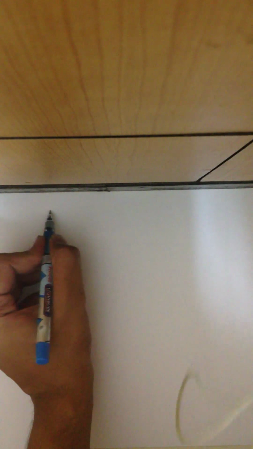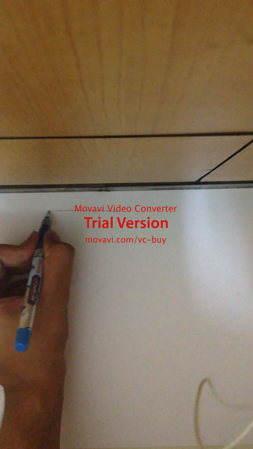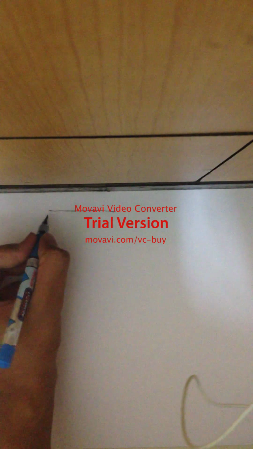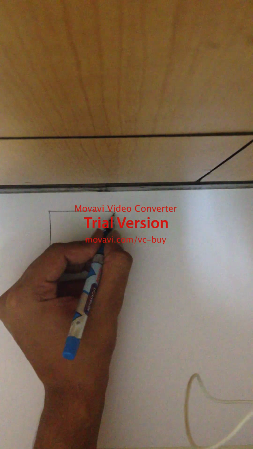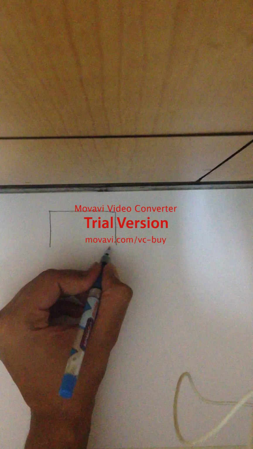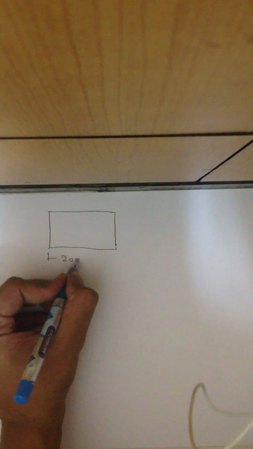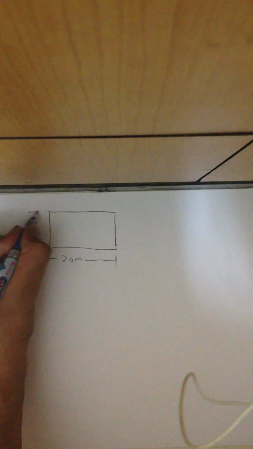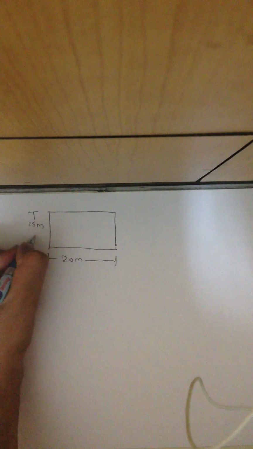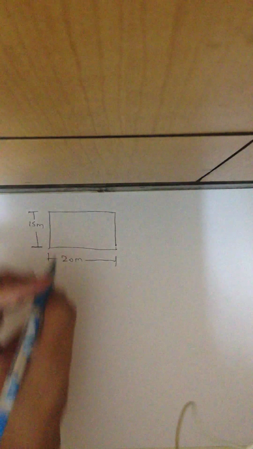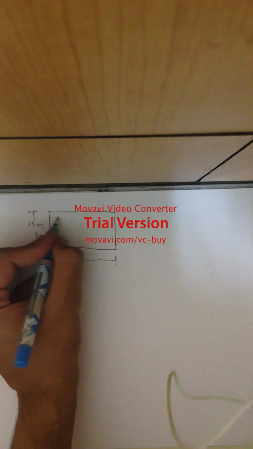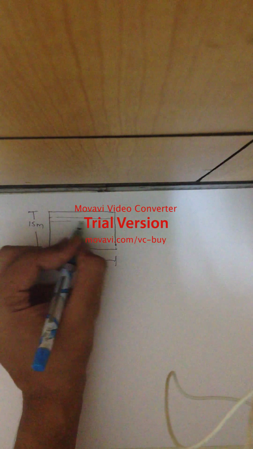So I have a tank whose dimensions are, this is my tank, and its dimensions are 20 meters into 15 meters. That's a huge one. And it's filled with water. I have water all over here.